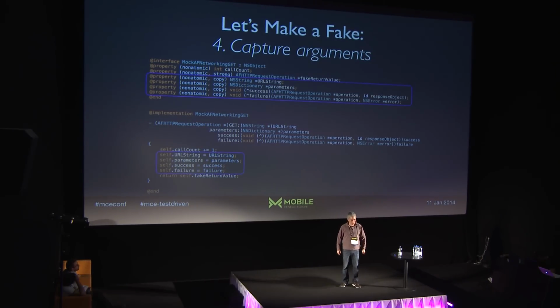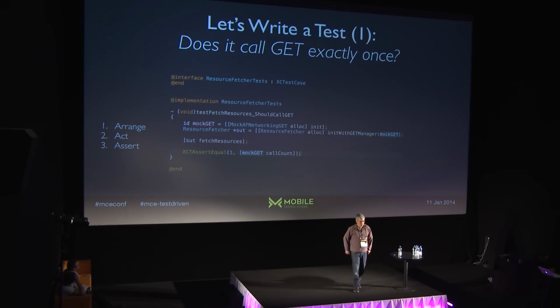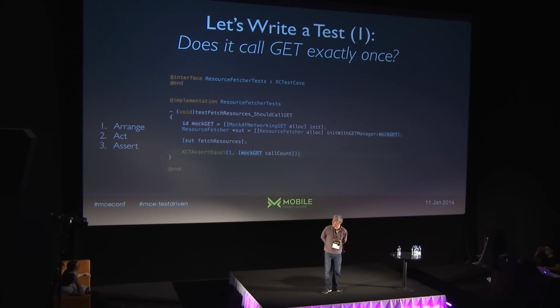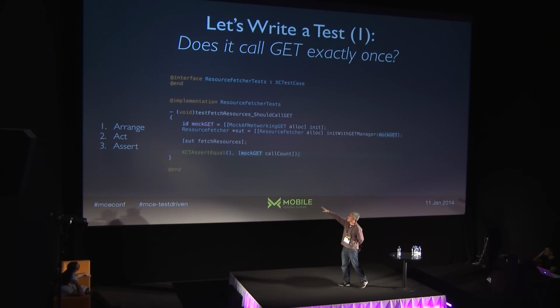Now what do we do with it? Here's a starter test, just to make sure that it's invoking the method that we want. And just to remind you of the 3 steps of a unit test: arrange, act, and assert. Arrange is done in the first 2 lines. So you see I'm creating the mock getter, my mock object, and then I'm injecting it using constructor injection into the SUT. So that's the arrange part.